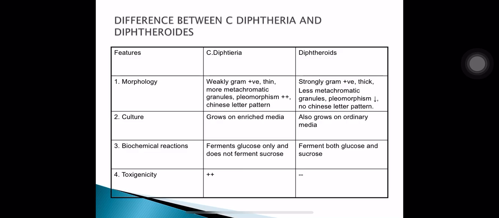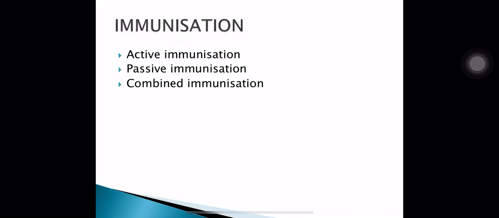Now, diphtheroids refers to bacteria other than Corynebacterium diphtheriae, and there are several points of difference between them. In morphology, Corynebacterium diphtheriae has a Chinese letter pattern, and they do not. Corynebacterium diphtheriae grows on enriched media only, but diphtheroids can grow on ordinary media as well. Biochemically, Corynebacterium diphtheriae ferments glucose only and does not ferment sucrose, but the others can ferment both glucose and sucrose. Corynebacterium diphtheriae is toxigenic while diphtheroids are not.